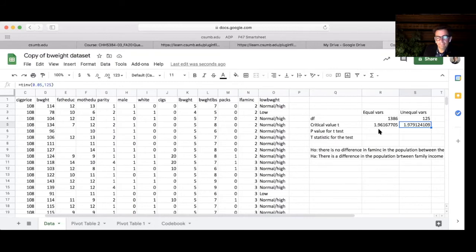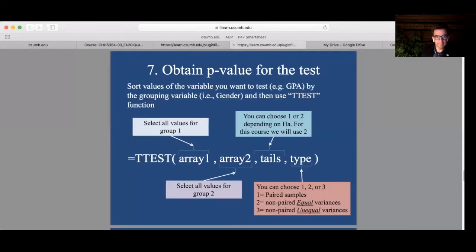But in Excel, we can't do that directly. We need the p-value first. And just like in the chi-square test, remember that function chi-test would give us the p-value for the test. Here, the function that we're going to use is t-test, and that's going to give us the p-value for our test.